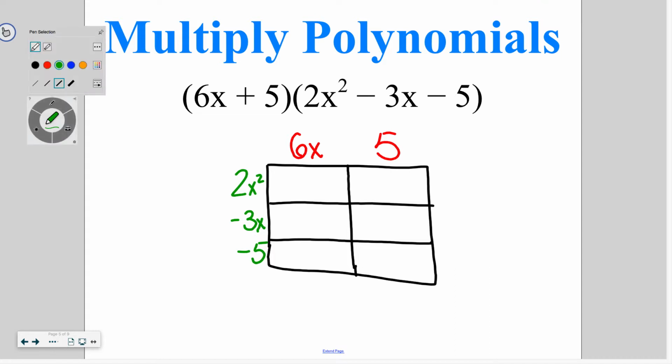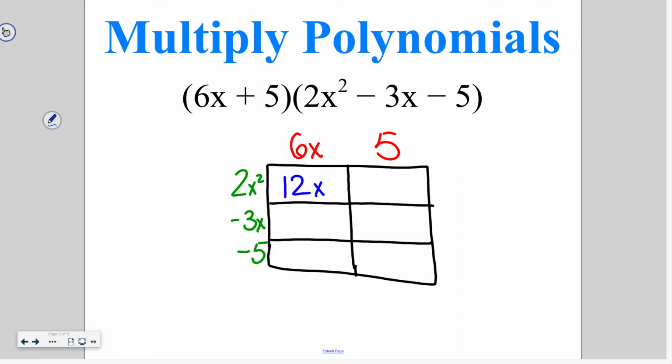We're still going to fill in the inside of the box by multiplying. So 6 times 2 gives me 12. X times x squared gives me x to the 3rd. 2 times 5 is 10. And then we've just got x squared. 6 times -3 is -18. X times x is x squared. 5 times -3 is -15 with just an x. -5 times 6 gives me -30 with just an x. And -5 times 5 gives me -25.